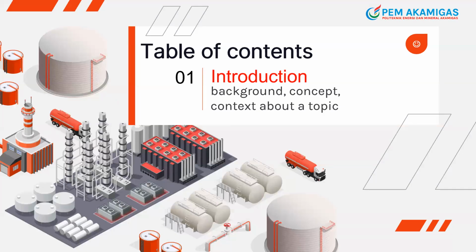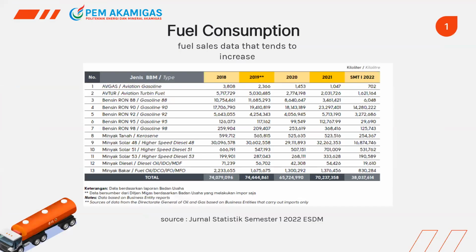Okay, let's go to the first content. There is a table of fuel sales data from the Indonesian Ministry. Fuel oil consumption continues to increase from year to year. In 2021, when the coronavirus occurred, fuel consumption reached 70 million. Moreover, if there were no activity restrictions, it might be more. To meet the increasing demand for fuel supply, the government needs to ramp up domestic fuel production. This can be achieved by optimizing production in existing oil refineries.